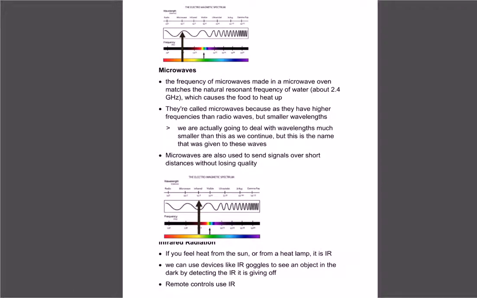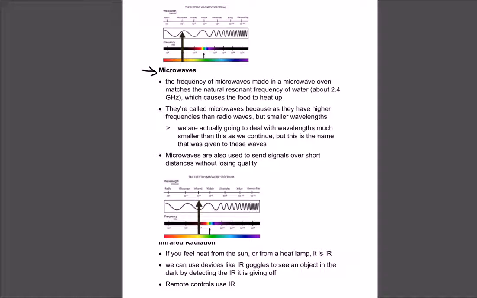The next ones we're going to look at are microwaves, and it's kind of a bad name because really they're not all that small, but they're smaller than radio waves, so I guess in that sense they're micro. But in terms of real life objects, they're about the wavelength of your height, so like 1 to 2 meters, so they're quite large.